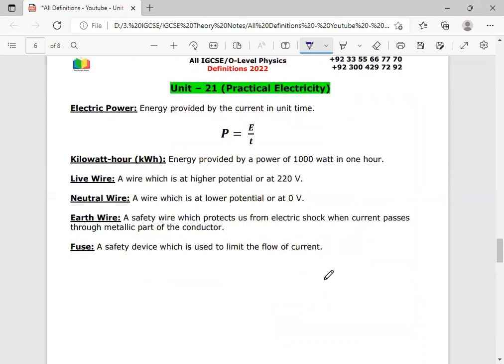Then here comes the next part of the current electricity topic, that is practical electricity, electric power. What was the definition of power? Rate of doing work is called power, or energy per unit time is called power. But what is electric power? Energy provided by current in unit time. P is equal to E over T. And the same unit will be there. Electric power is calculated in which unit? Watt. Kilowatt hour. Joule is the small unit of energy.